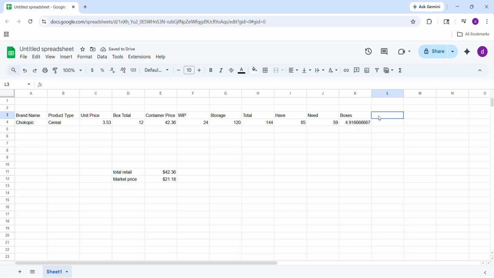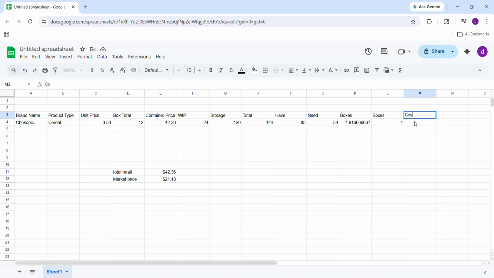So 4.91667 boxes. But really, boxes, you're going to put in a 5. No, I'm sorry, not a 5, a 4, because we cannot go over this decimal. That would be one box too much. So we want the closest whole number, rounding down. So now we know we need 4 boxes.